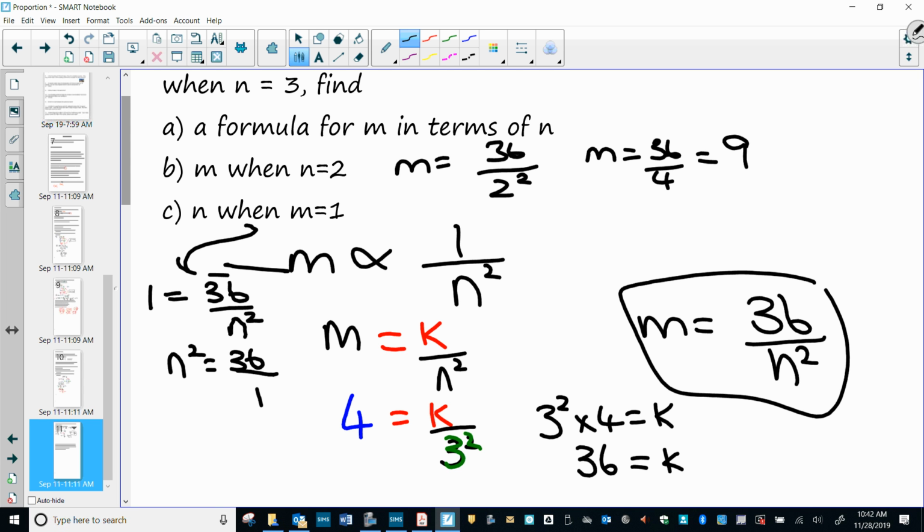You can switch it when it's n squared. We switch it when there's anything. So when can you switch it though? When your unknown is on the bottom, so even if it's with something else, you move the whole thing up here. So our n squared is now 36 over 1, which is 36. So n is going to be the square root of 36, which is 6.